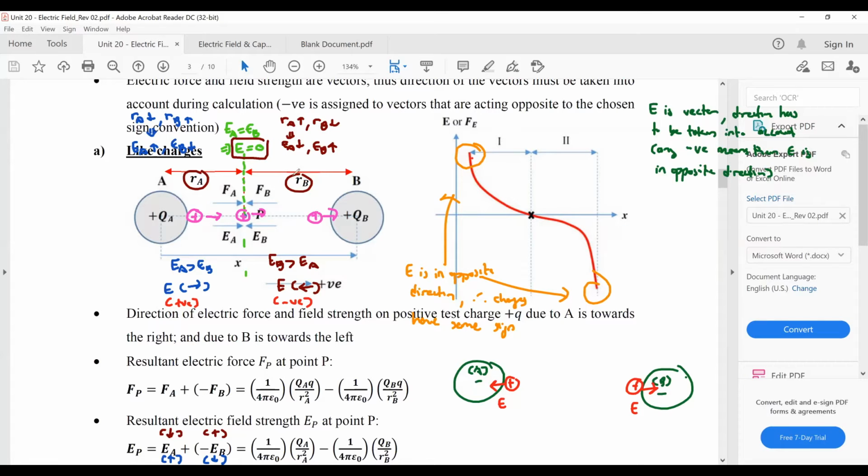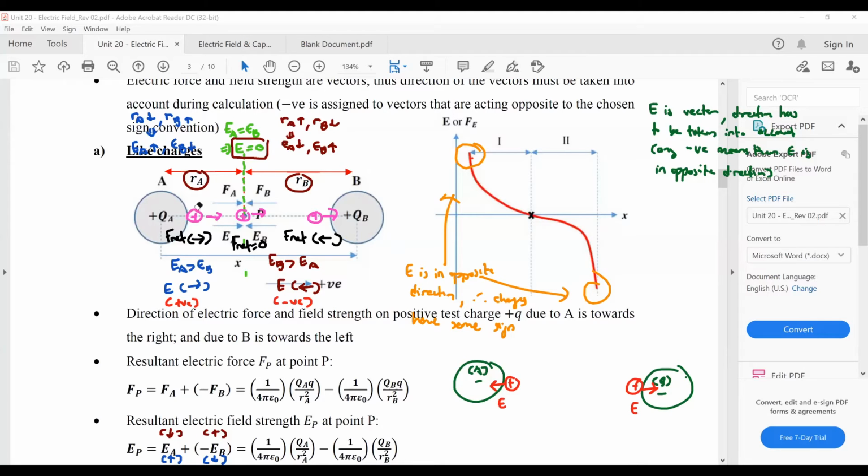If I move towards this side, you could understand that the electric force ought to be towards the left because FB will be larger than FA. And for this case, if I move towards the left side, FA will be larger than FB, so my electric force will be towards the right. To make it simple, I think I better just write it down. Here, you will have F net equals 0. Here, you will have F net going this direction. Here, you will have F net going here. That is basically your resultant electric force.